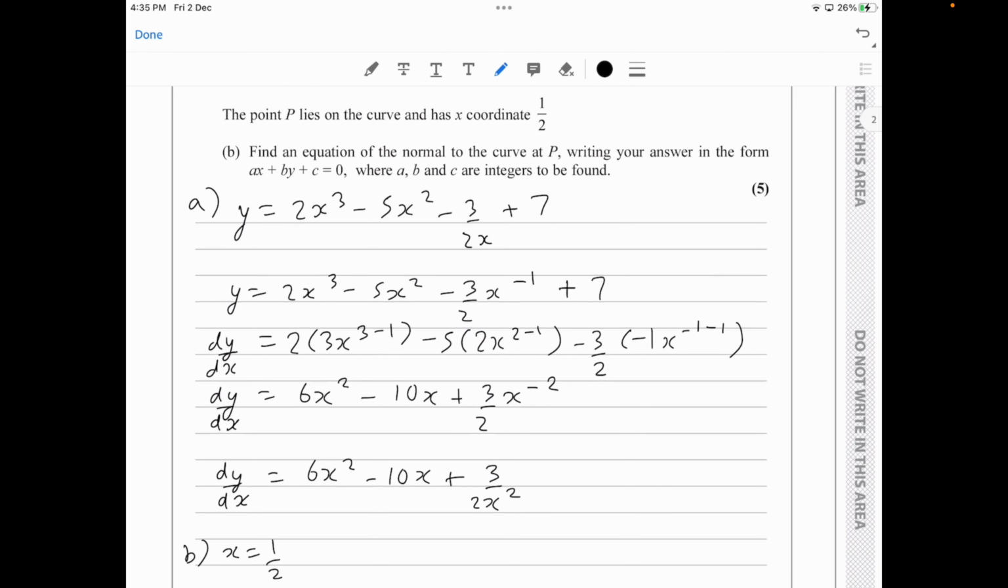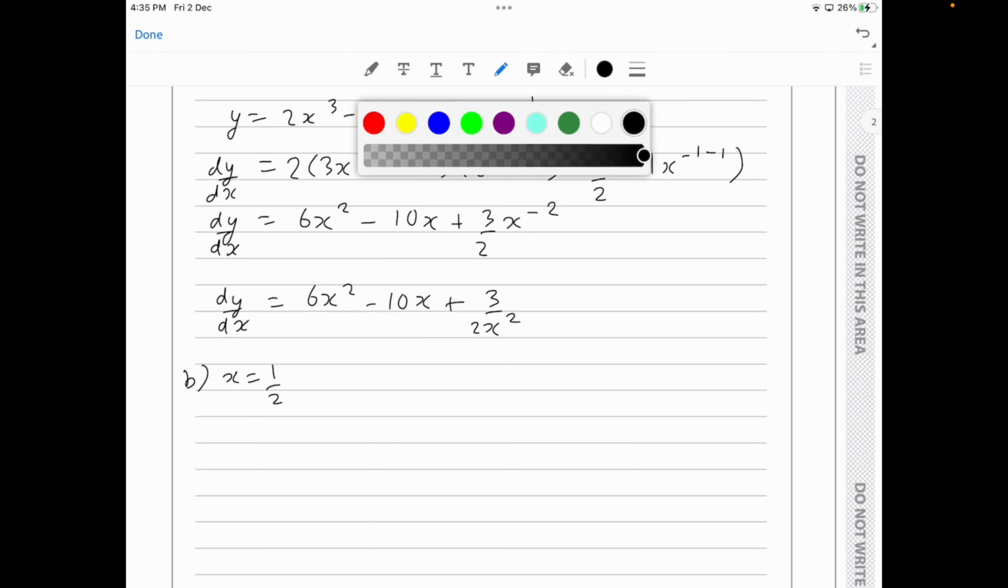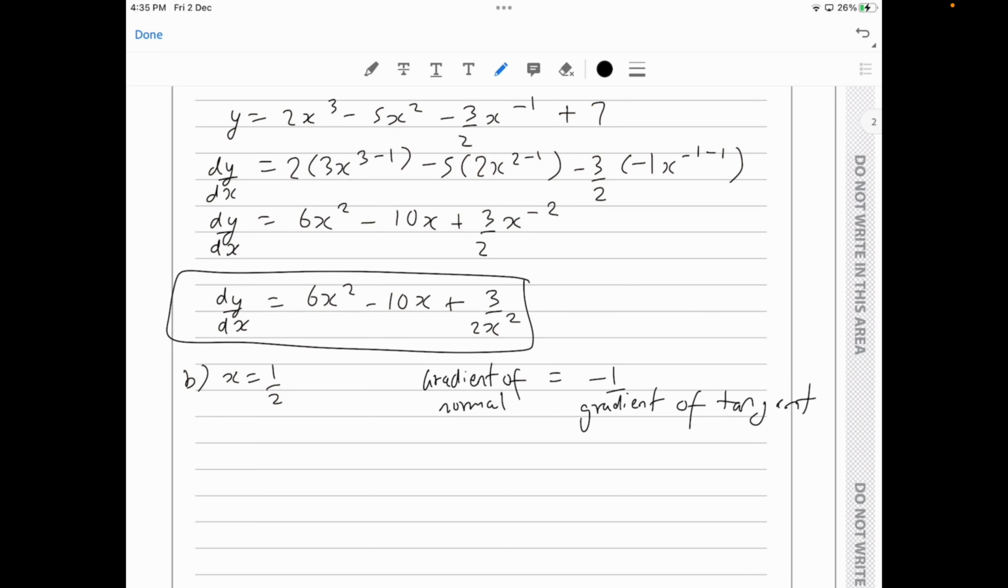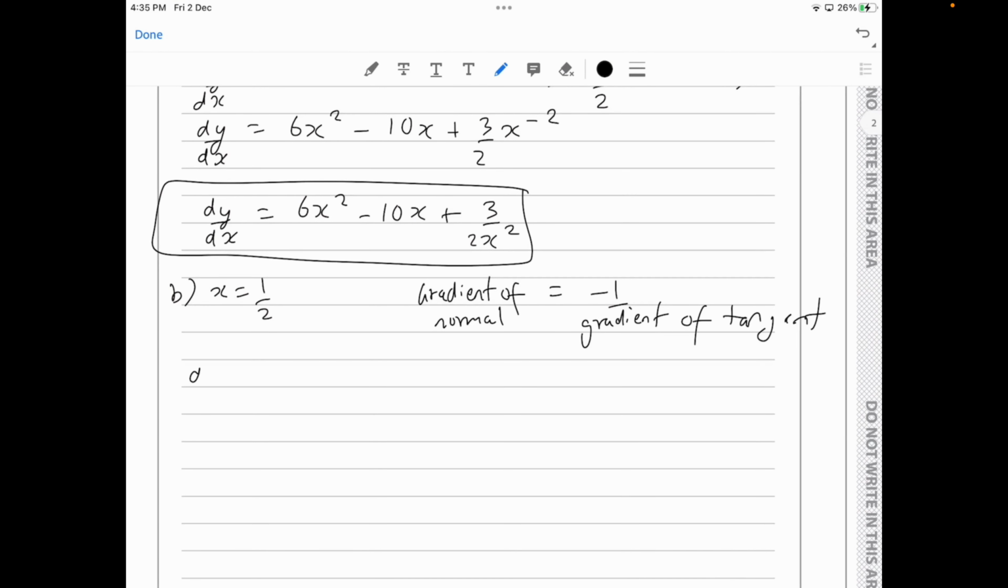So the first thing I would like you to do is to remember a nice little formula that we can use here: the gradient of a normal is equivalent to negative 1 divided by the gradient of a tangent. So what I mean by that is we're going to use our dy over dx expression from part A, and we're going to substitute the value of x into that equation. So you're going to write dy over dx.